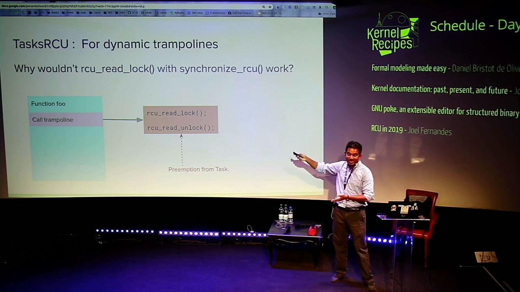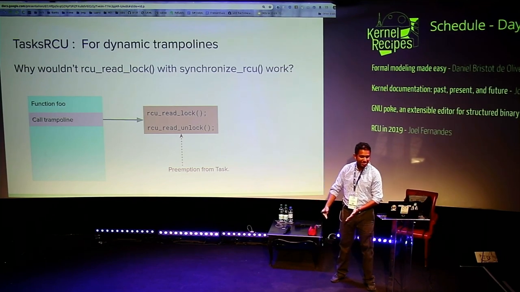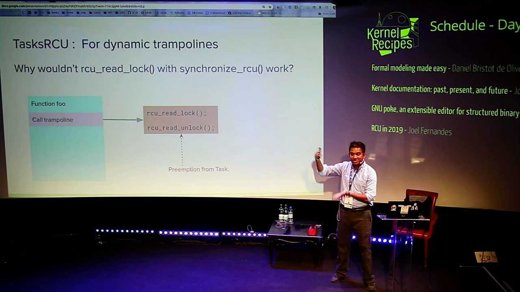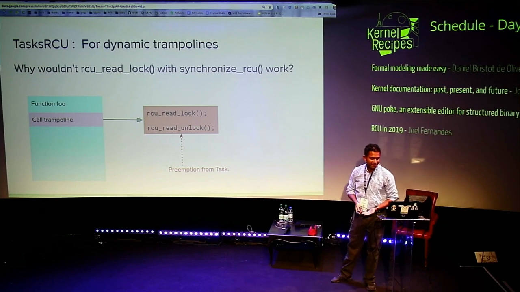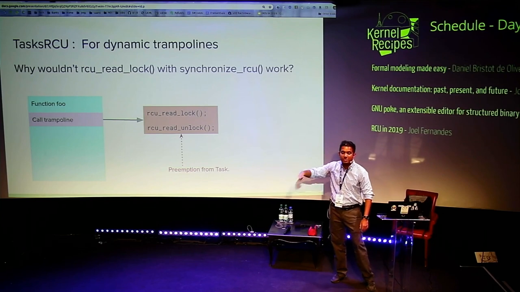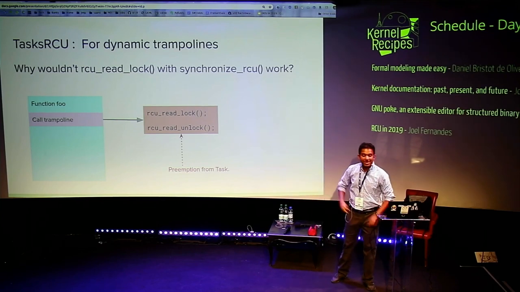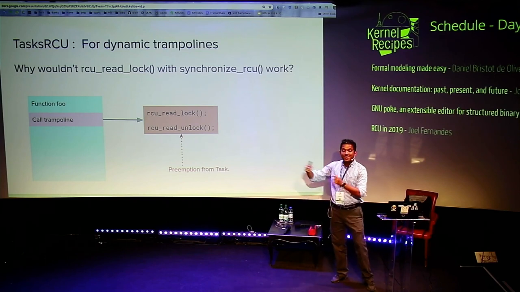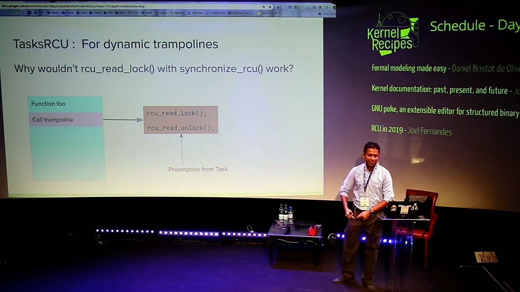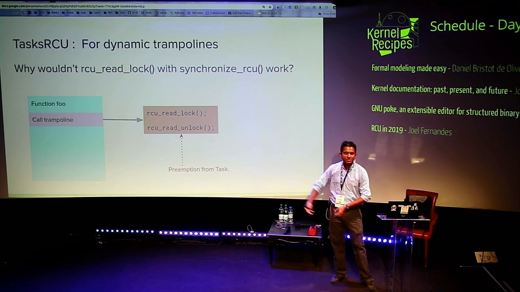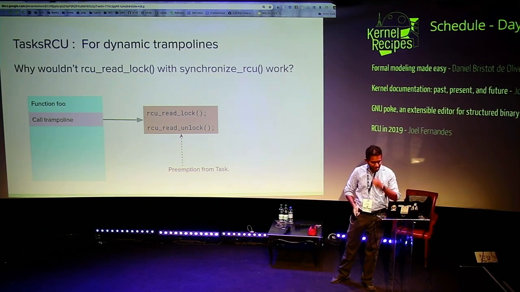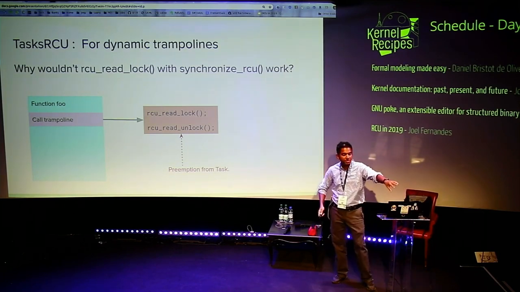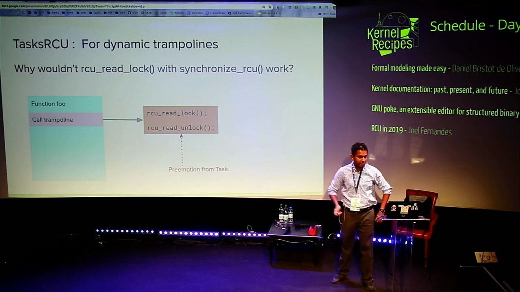Because RCU read lock itself is on the trampoline. So if we get preempted before RCU read lock has done its thing, then we're screwed. Like, it means nothing, right? The RCU read mechanism cannot be on the trampoline at all. Being on the trampoline means you're an RCU reader, but we cannot allow the trampoline to make that decision. We have to imply that you're on a trampoline, so you're an RCU reader, okay? Same reason you cannot use preempt disable, preempt enable in the trampoline. It will just not work.